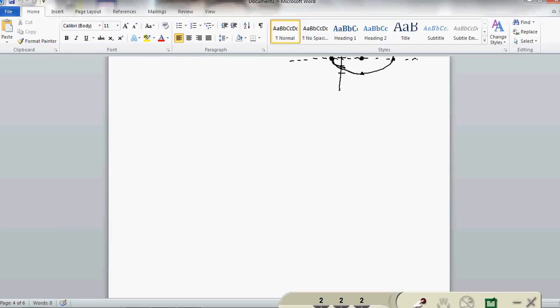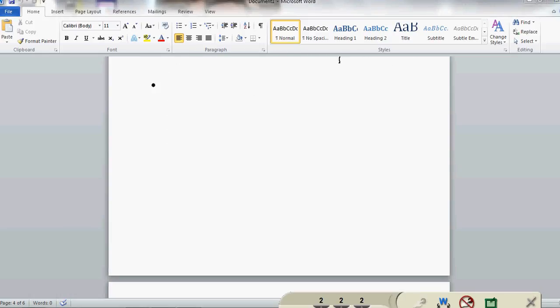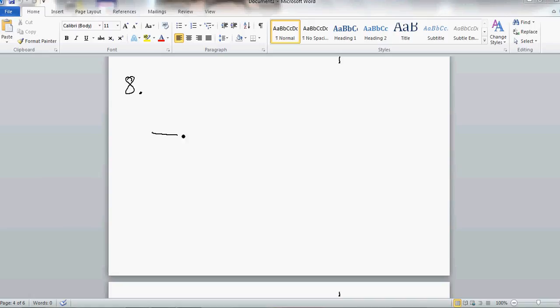Example number 8. Okay, got lots of information. We are to find the equation and graph it. Well, I think by graphing, it might actually help a little bit. So let's see. Vertices are at 5, negative 4. And 5, 8.